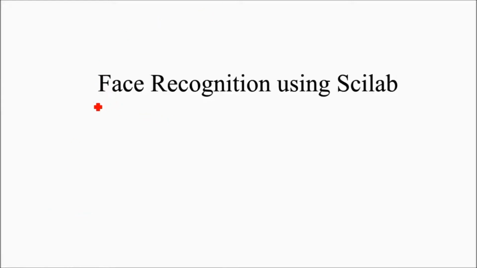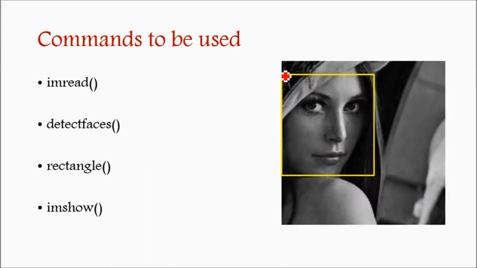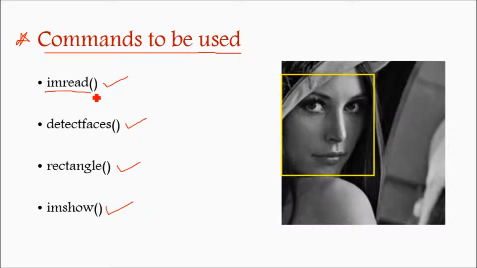Things regarding face recognition using Scilab. So how to identify the face from the image? This is the face, and you can highlight the face using Scilab. For detection purposes, we can use some commands from Scilab: imread, detectfaces, rectangle, and imshow. imread is for reading the image. It will read the image in the Scilab environment.